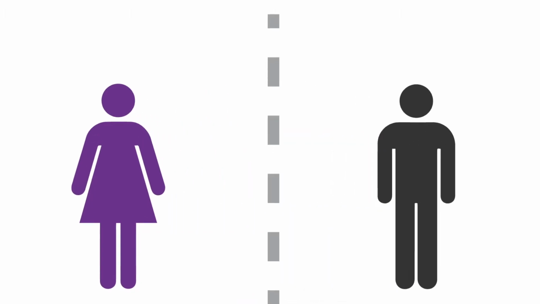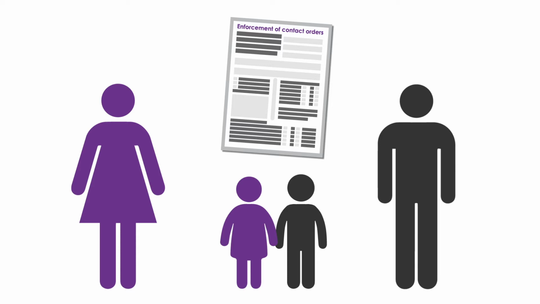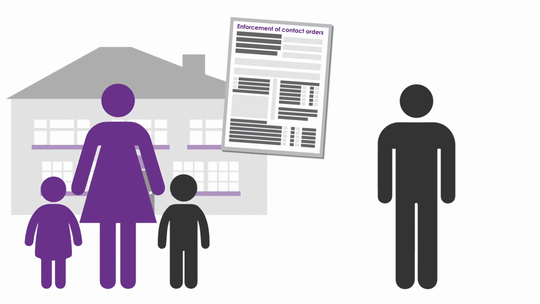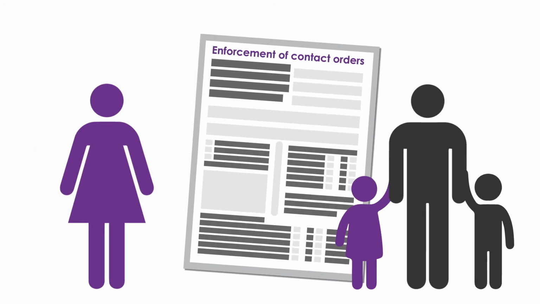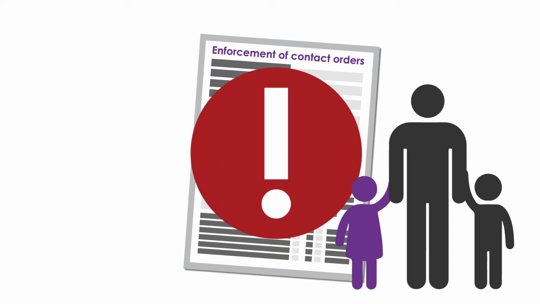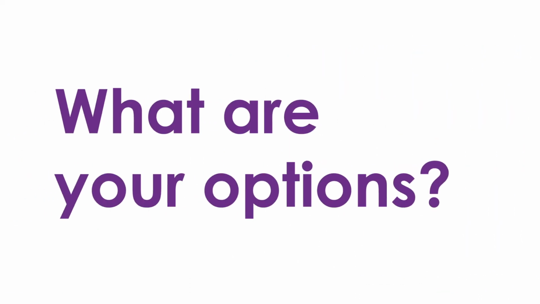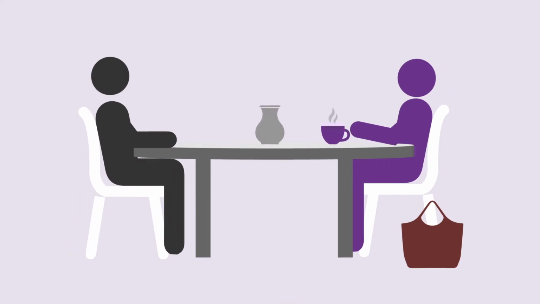After your separation, as parents, you may have an informal agreement or a court order setting out where the children live and time spent with each of you. This agreement or contact order may have stopped working, and the contact with your children is not happening. What are your options? First, try and calmly resolve matters together.